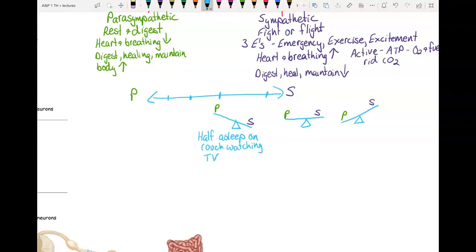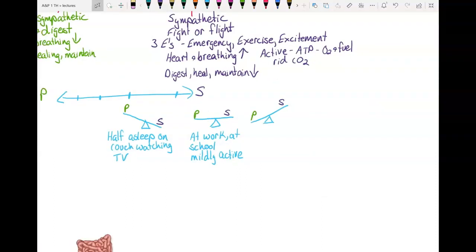In the middle, where you're kind of balanced, this would be like just a typical day. You're at work or at school. You're active, but not full-on active. Maybe you're out shopping. The last one would be a full-on emergency.